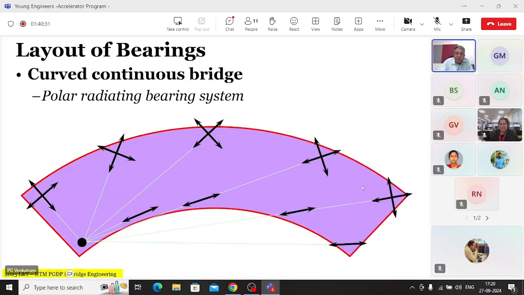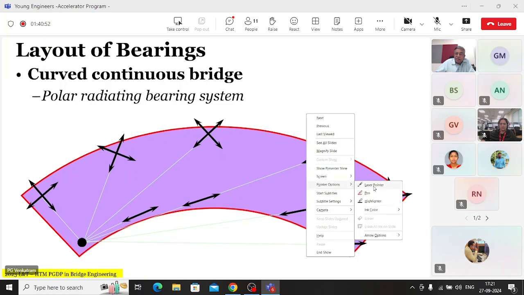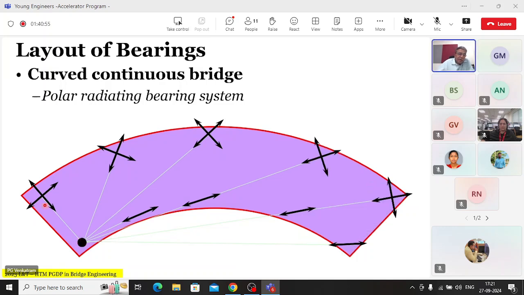Okay. So now let us say that instead of a simply supported single span, you have a continuous span. There is a bridge deck which is curved and it has 1, 2, 3, 4, 5 supports, out of which one is the fixed bearing. This is free, and these are all free on the outer end, and these are the guided bearings. This kind of arrangement is called the polar radiating bearing arrangement for continuous structures.